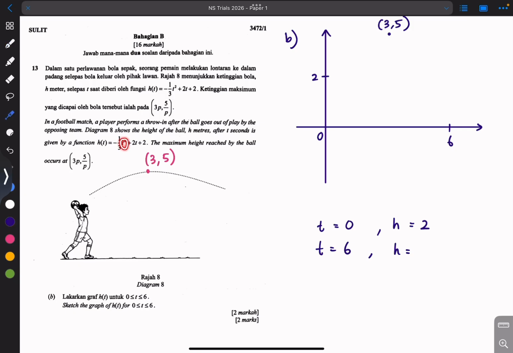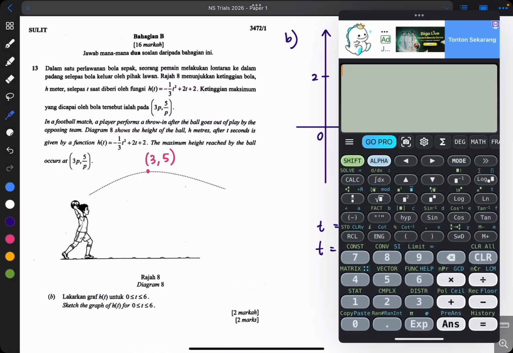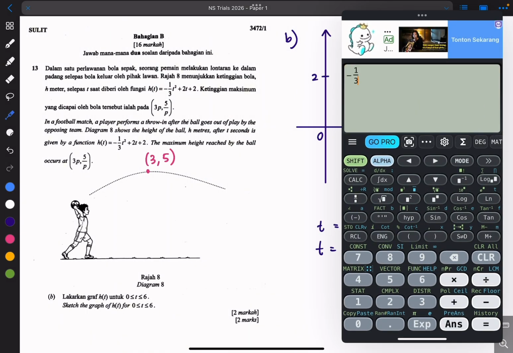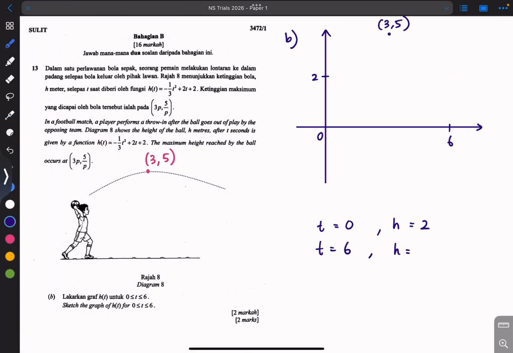And then when t is 6, we need to find the value of h. Same thing, you sub the t here with 6. So we have negative 1 over 3, 6 squared plus 2 times 6 plus 2. We get 2 as well. So (6, 2) also will be somewhere there.